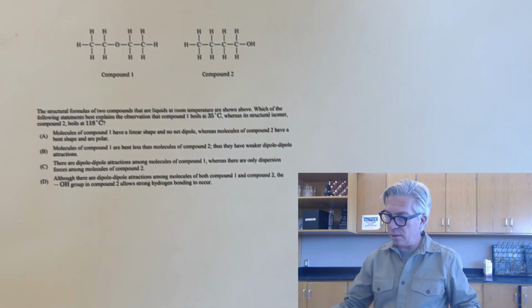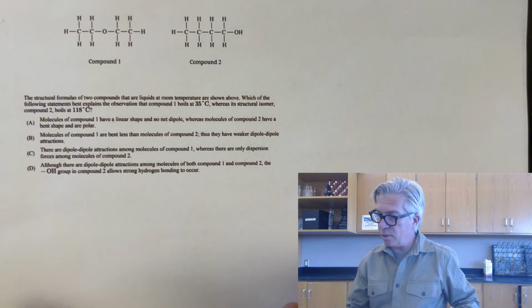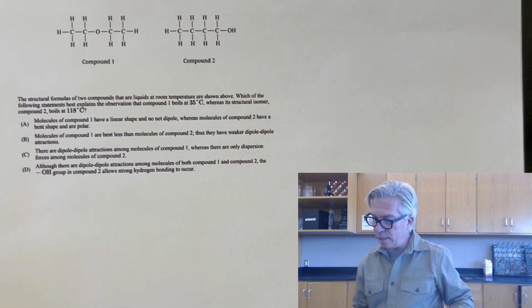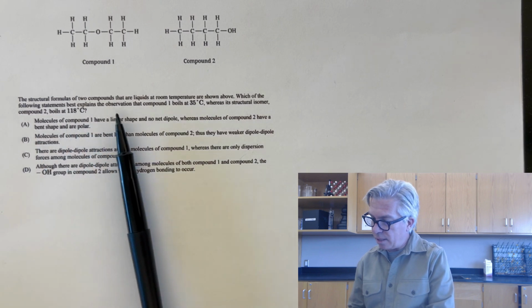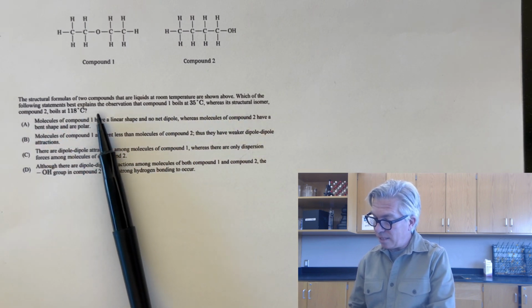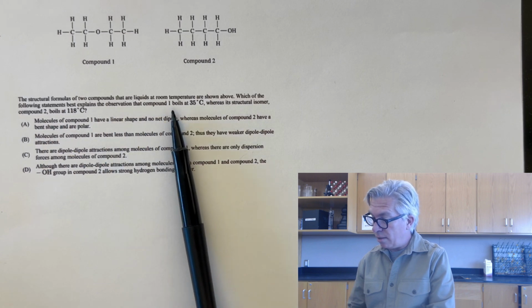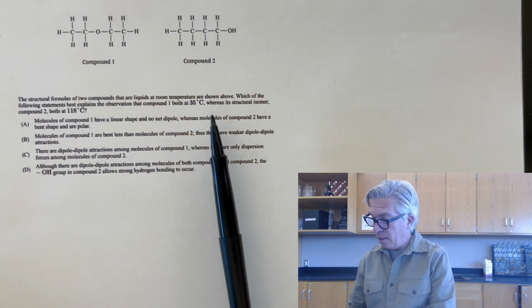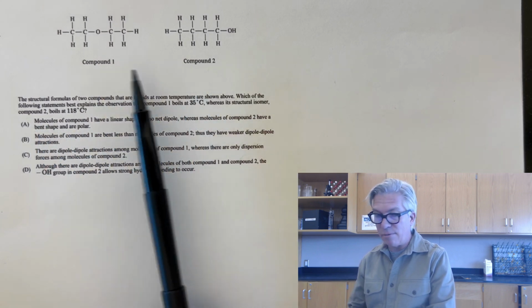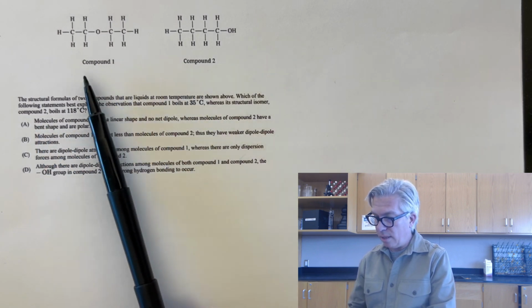All right, let's get to another similar one. Here we have a couple of Lewis structures that are drawn, compound 1 and compound 2. It says the structural formulas of 2 compounds that are liquids at room temperature are shown above. Which of the following statements best explains the observation that compound 1 boils at 35, whereas its structural isomer compound 2 boils at 118? So we have a big difference in boiling points there.